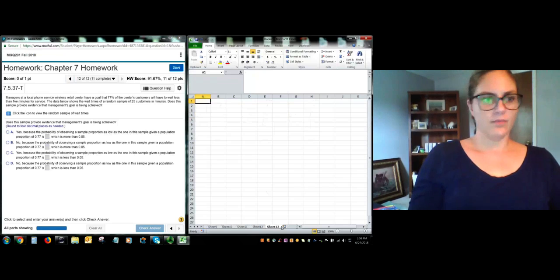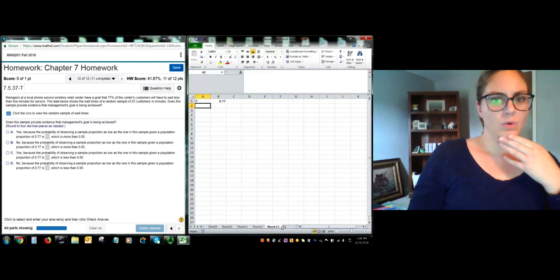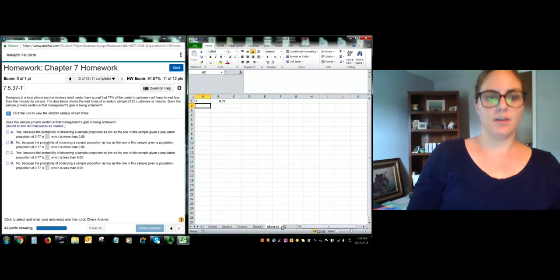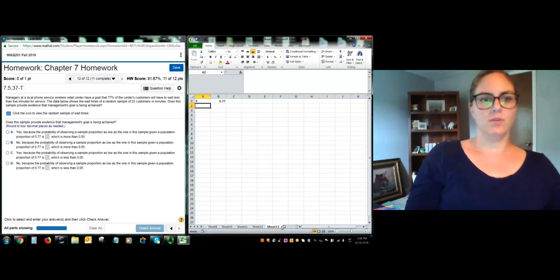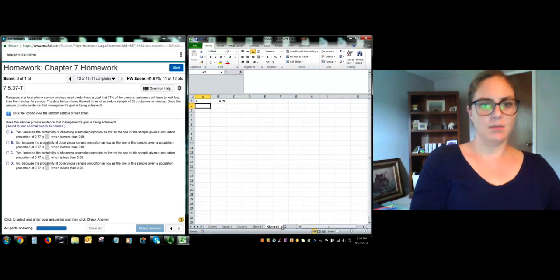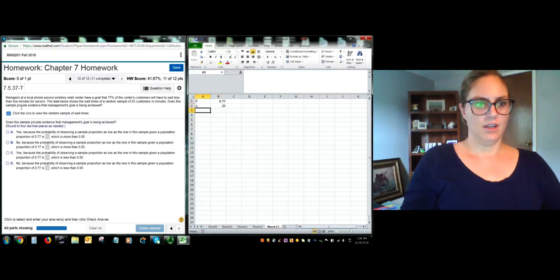Let's do this last one. Managers at a local phone service wireless retail center have a goal that 0.77 of the center's customers will wait less than 5 minutes for service. Okay, so their p is 0.77. The data below shows the wait times of a random sample of 25 customers in minutes. So here we've got a little n of 25.